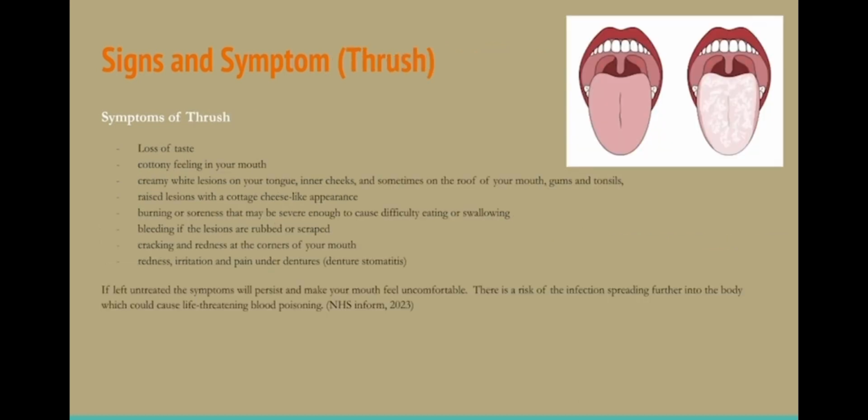Signs of thrush are loss of taste, a cotton feeling in your mouth, and creamy white lesions on your tongue, inner cheeks, sometimes on the roof of your mouth, gums, and tonsils, as it shows right here in the picture. Burning or soreness may be severe enough to cause difficulty eating or swallowing, cracking and redness at the corners of your mouth, or irritation and pain under your dentures. If this is left untreated, it will persist and make your mouth feel more uncomfortable. There's a risk that if the infection spreads further into the body, it could cause life-threatening blood poisoning.